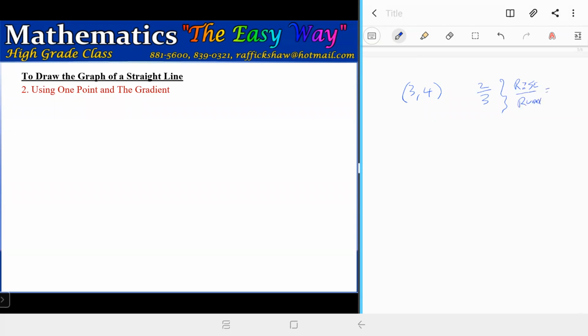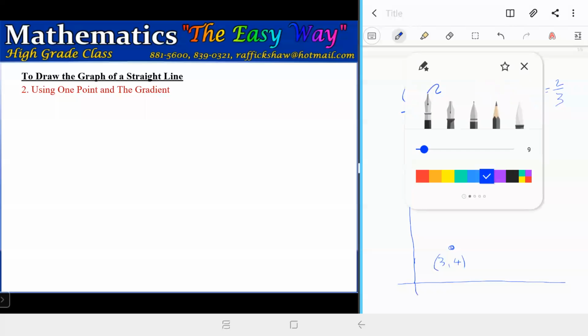is 2 over 3. So it means that from this point to get to other points on the line, you can rise 2, and run 3 to get to other points on the line, right? So let me show you. So let's say this is a graph, and I have a point right here. Let's say the point right here is 3, 4. Let's randomly pick out that point, 3, 4.